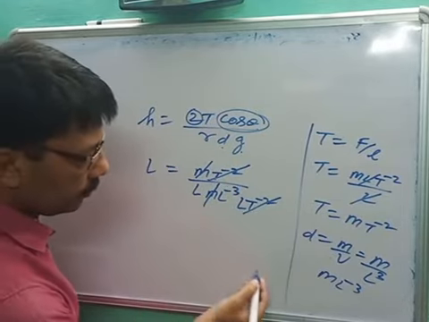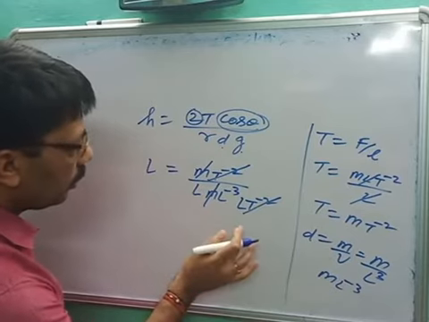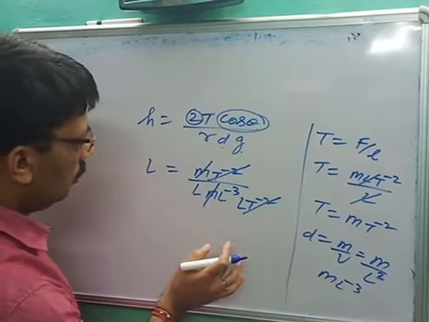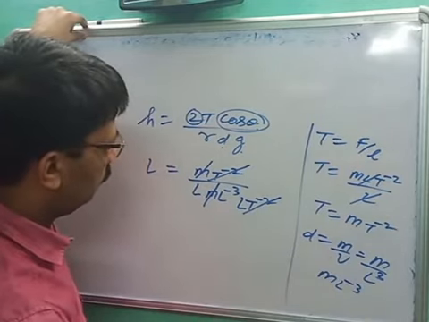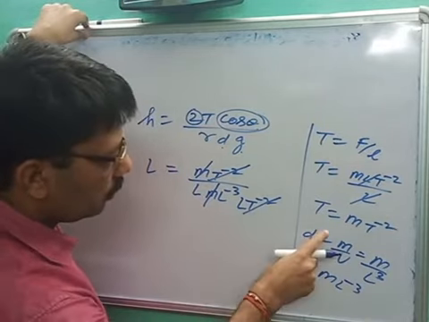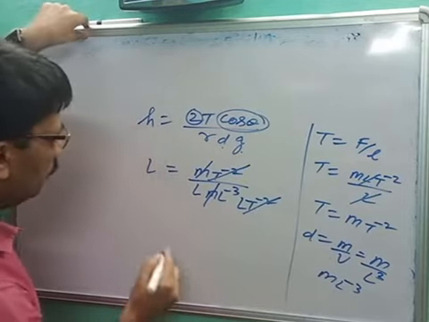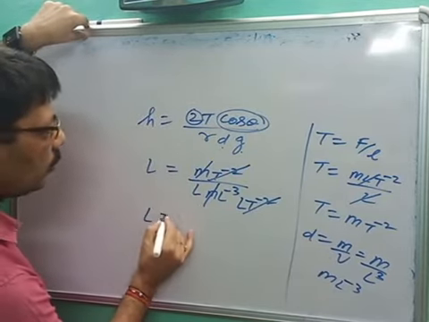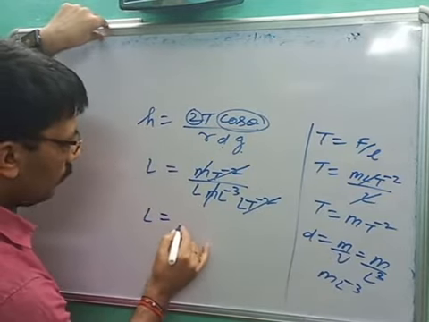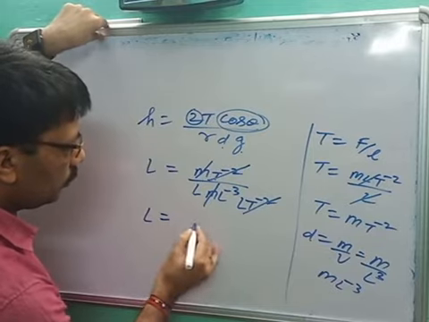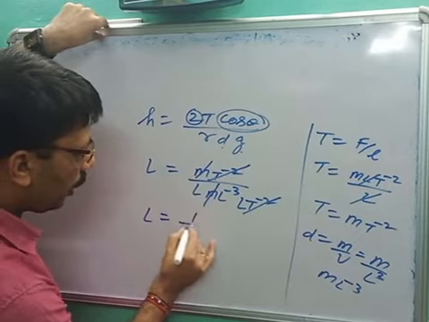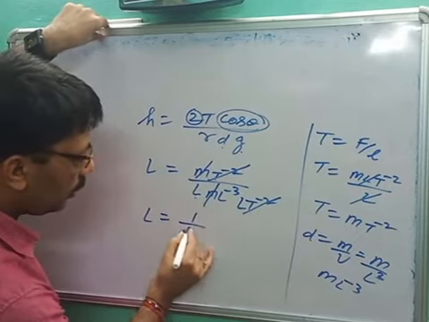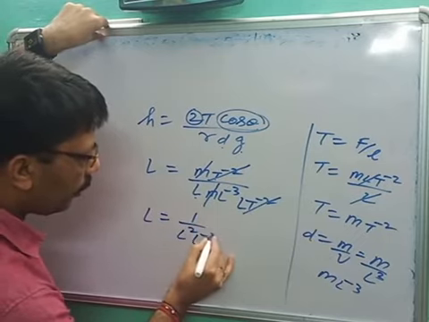It's okay, na? Not T cube, sorry. Something is missing here, I think. Okay, let's see. L is equal to, yes, good. L is equal to 1 upon L into L square into L to the power minus 3.